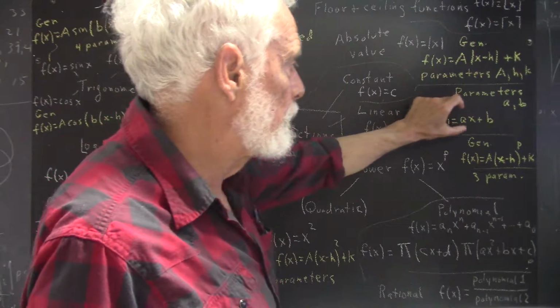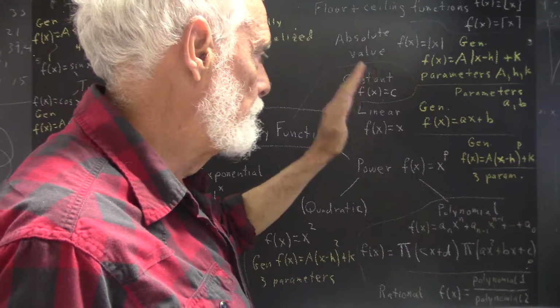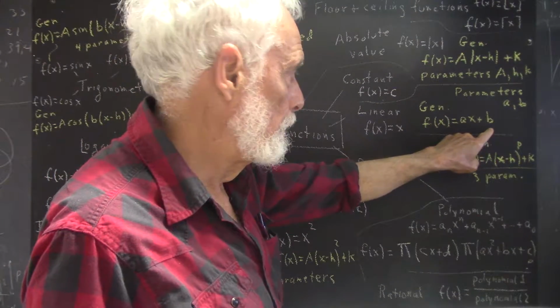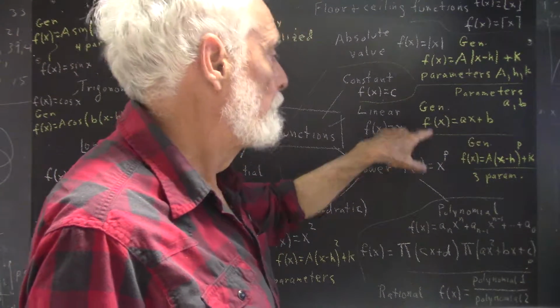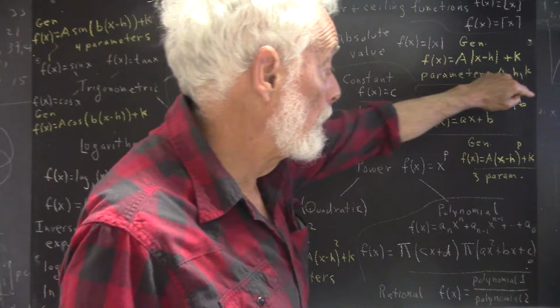Any linear function can be expressed this way. Any function whose graph in the Cartesian plane is a straight line will have some value of a, some value of b, and will satisfy this equation, or will be modeled by this equation. Two parameters, a and b.